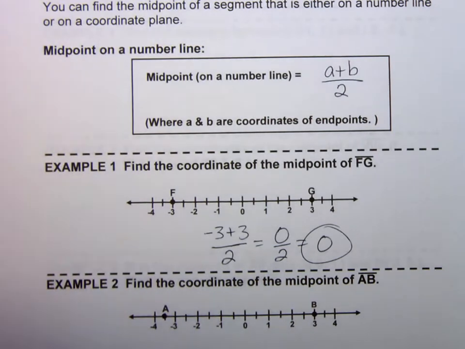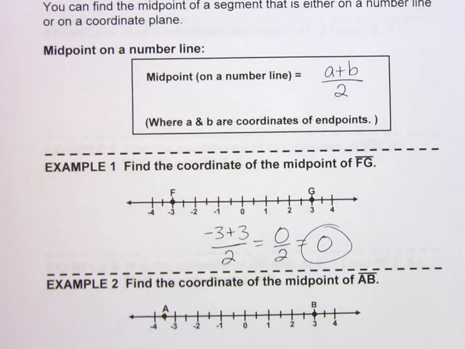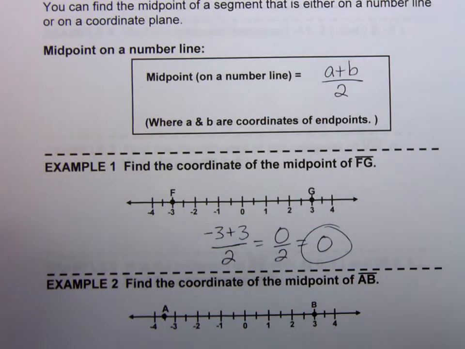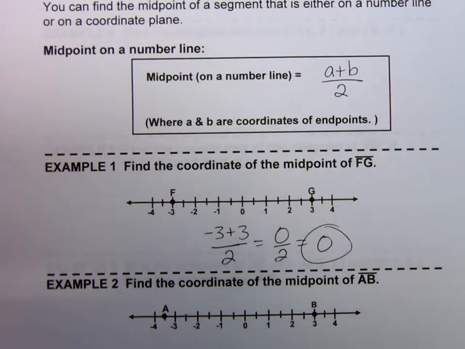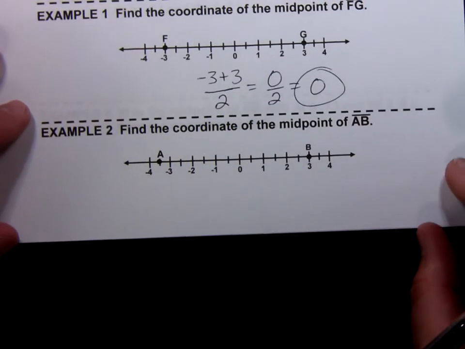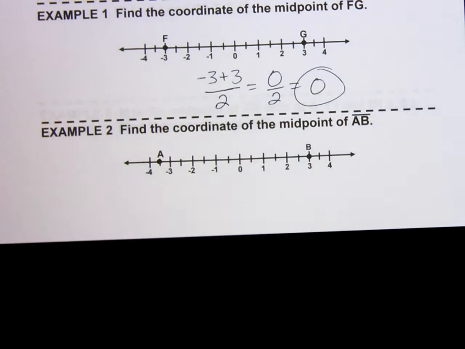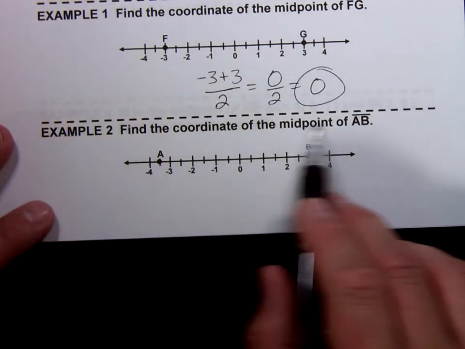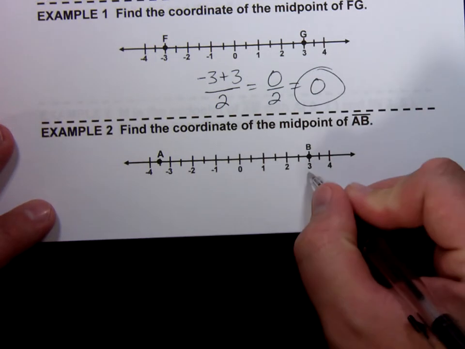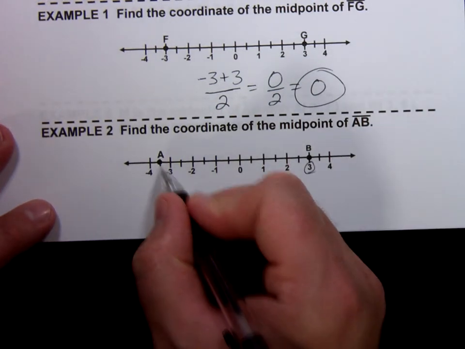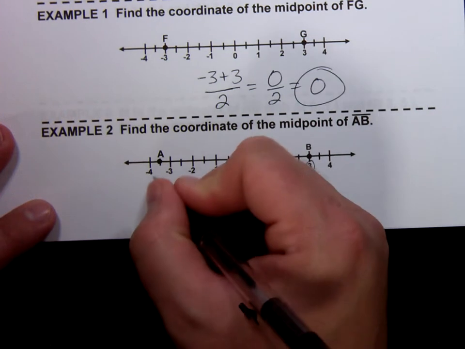Now, on this one, you could probably figure it out just by counting or even just looking at it because it's so obvious. But not all of them are this easy. So it is important that you learn how to use the formula. We could have extremely large numbers, or we can get into decimals and fractions and things that make things a little bit trickier. So here's one that's a little bit more difficult, but it's not terribly difficult. We want to find the coordinate of the midpoint of line segment AB. Now, B, the coordinate is 3. But what is the coordinate of A? A is -3.5.